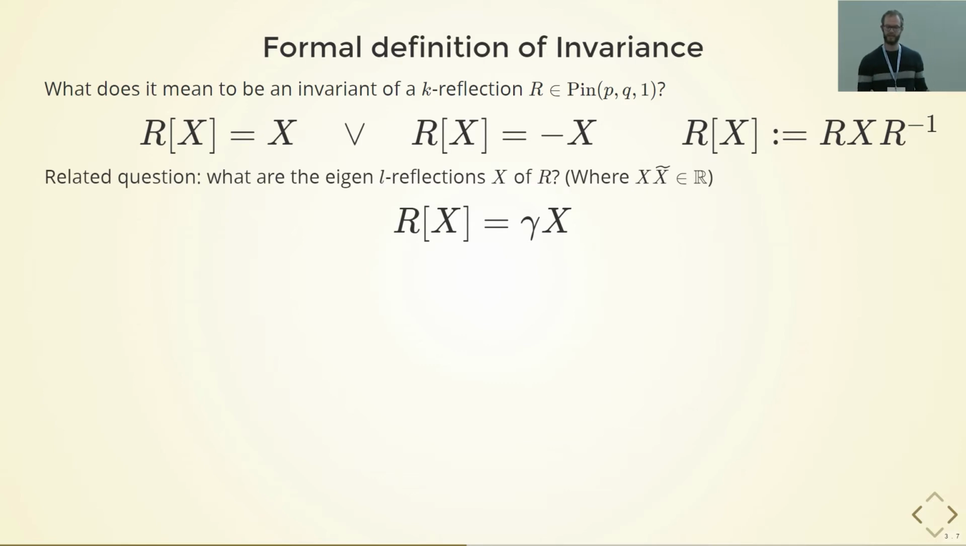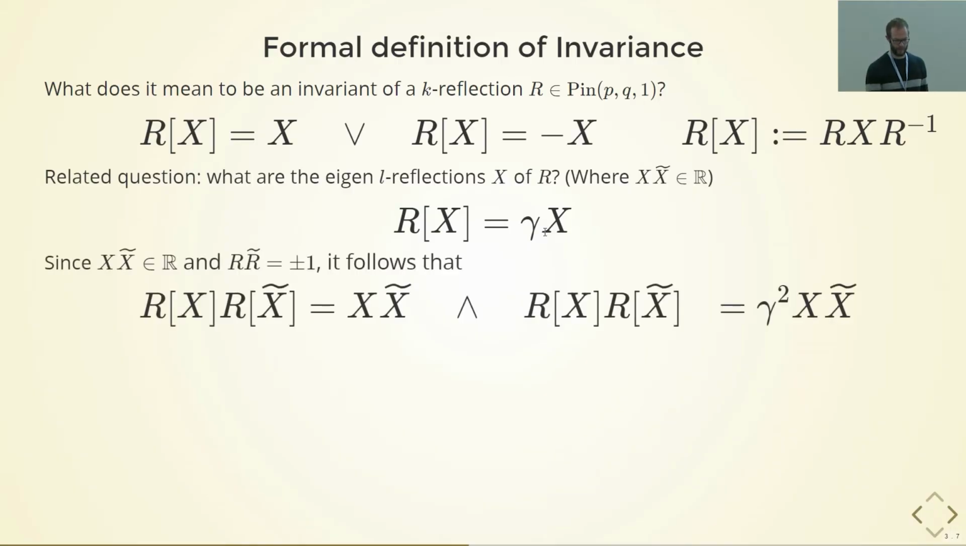So that leads to a related question. What are the eigen L reflections, x, of R? So you have x, which is itself an L reflection, right? So that's one of our elements of geometry, for example, or another transformation. Which ones are eigen? So that now means they can have any eigenvalue gamma. So that's the more general question to ask. And now we find something really neat.